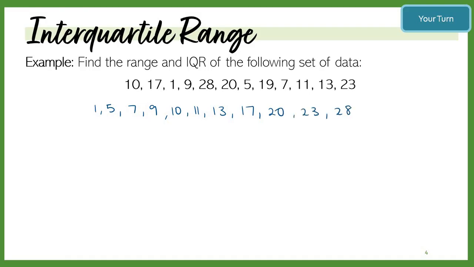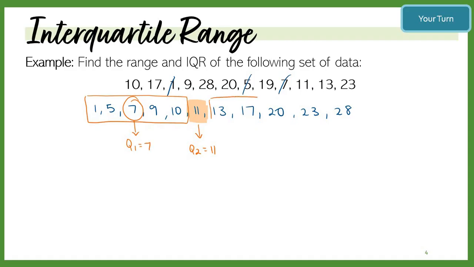And sometimes I find it easier to actually cross these off as I go along to make sure that I don't miss any. Now to get my Q2, I'm going to identify my middle value. And because we have 11 numbers here, it's going to be my 6th number to split that set in half. So my Q2 is equal to 11. Then I'm going to try and find my Q1 being in that first set here, because we no longer count the 11. And my Q1 is 7.